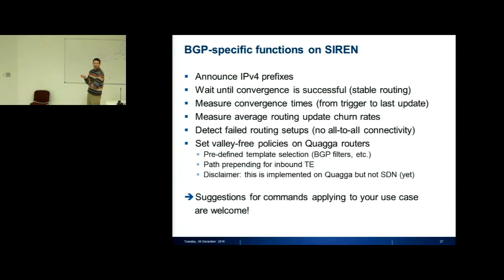So it measures the time it takes to converge, measures the update rates, it can detect setups where you do not have convergence that will loop forever, and it also allows you to automatically configure valley-free policies in the Quagga routers. This is basically the process of doing the filters we mentioned before, that you need to have a filter that filters the announcements for you, which is referred to here.